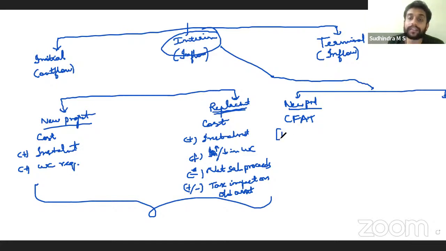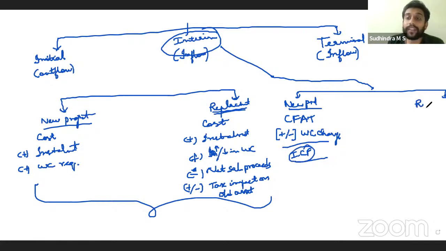To that cash flow after tax, add or subtract the working capital change. If there is a decrease in working capital, I have to add, because a decrease in working capital means cash inflow. If there is an increase in working capital, subtract. Accordingly, you will get the interim cash flow.